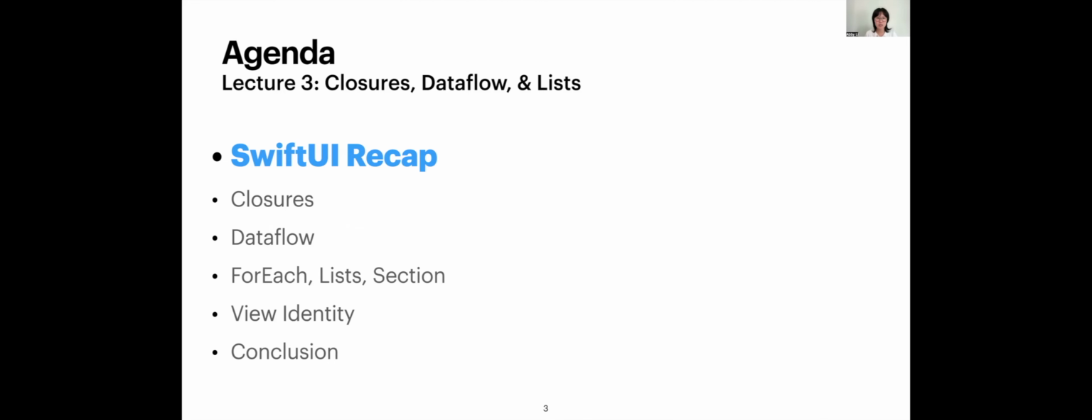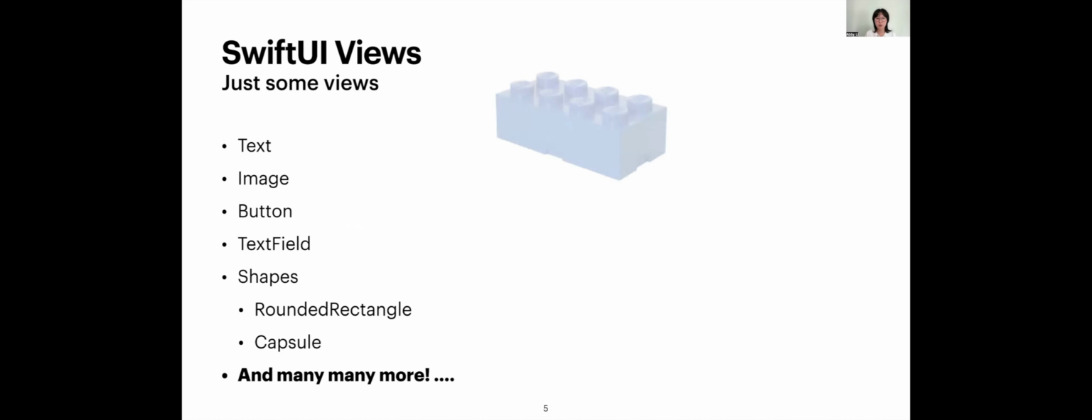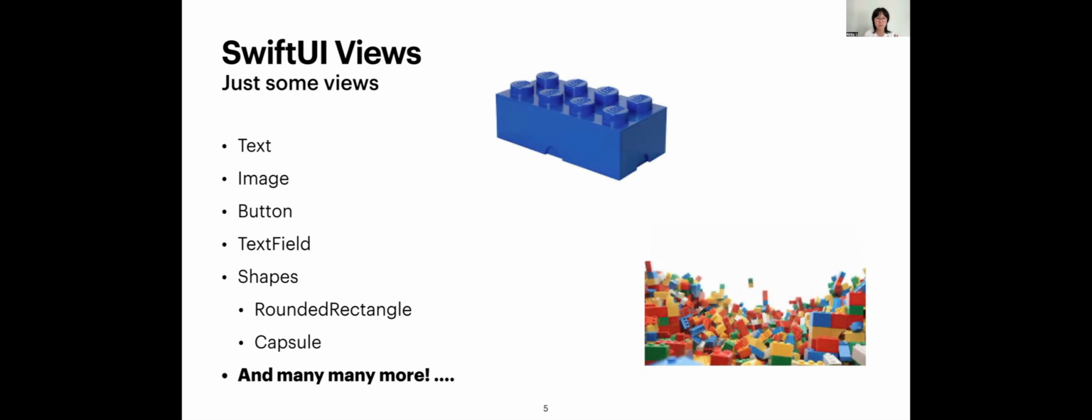A view defines a piece of UI. This is the core idea from last lecture. Every single thing you see on screen in a SwiftUI app, text, images, buttons, is a view. And every custom screen you build is also a view. Views are the fundamental building blocks. And Apple gives us a bunch of built-in views to work with: Text, Image, Button, TextField, shapes like RoundedRectangle and Capsule, and many more. Think of these like Lego bricks. Apple hands you a set of basic pieces, and your job is to combine them into something more complex and useful.